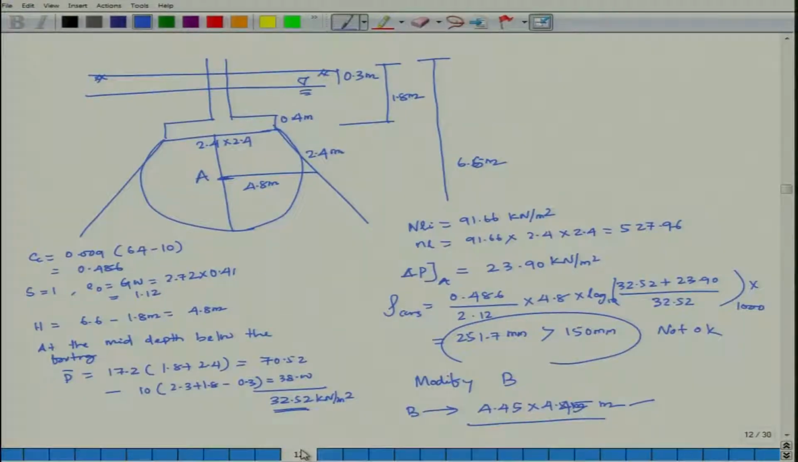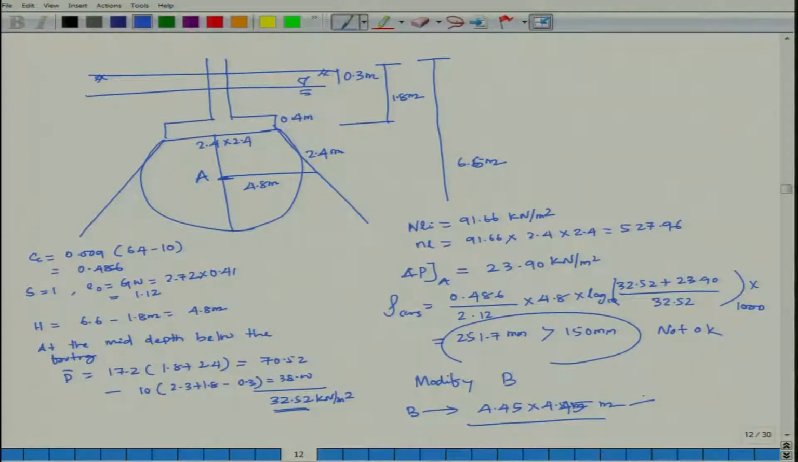Then while going to your settlement check, it has been observed that the settlement is not coming within the permissible limit. That means it has been given that maximum settlement should be 150 mm, but it is coming out to be 251.7 mm. So, it is not okay. So, based on that the B value has been modified and the B value comes out to be 4.45 by 4.45 meter.